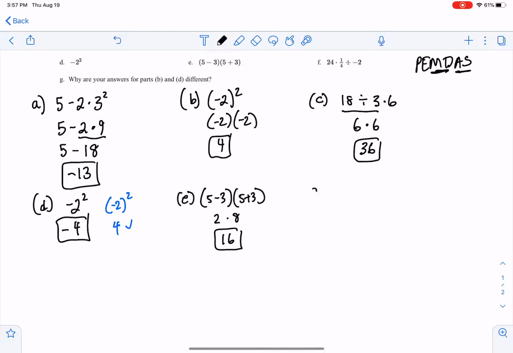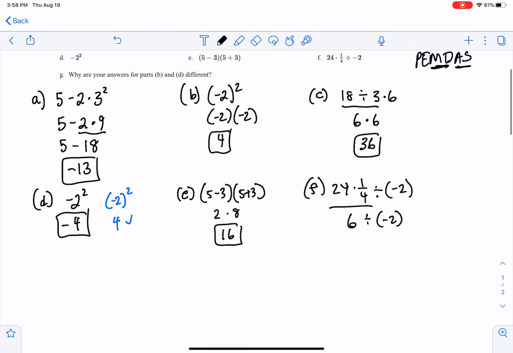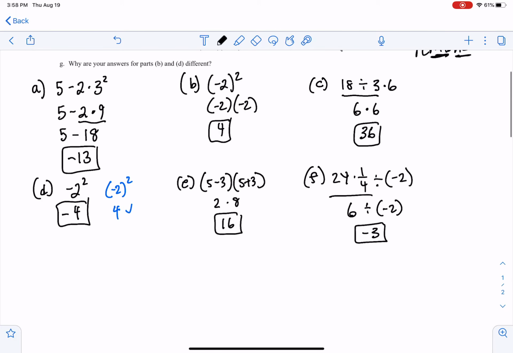And for F, we have 24 times 1/4 divided by negative 2. They actually should put parentheses around that negative 2. So in this case, we have multiplication and we have division. That happens at the same time, left to right. So 24 times 1/4 is 6, divided by negative 2. And then 6 divided by negative 2, positive divided by a negative is negative 3. And there's our answer.